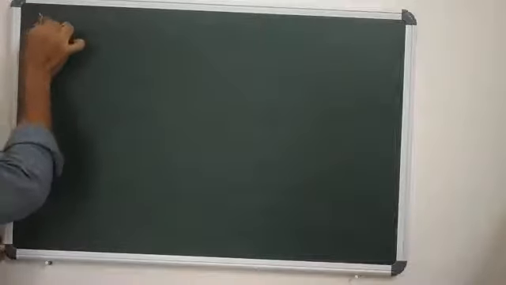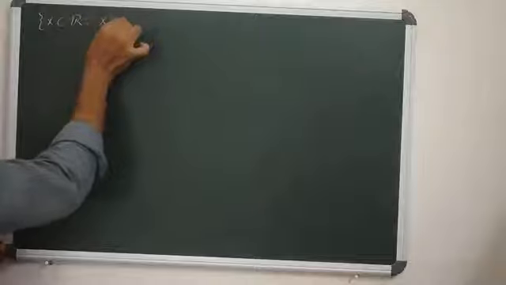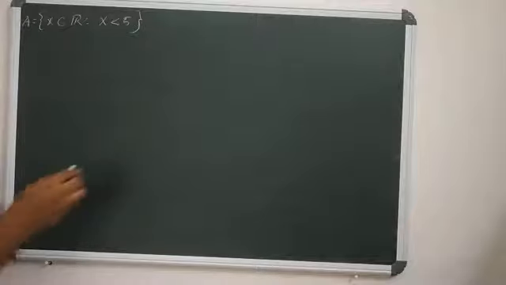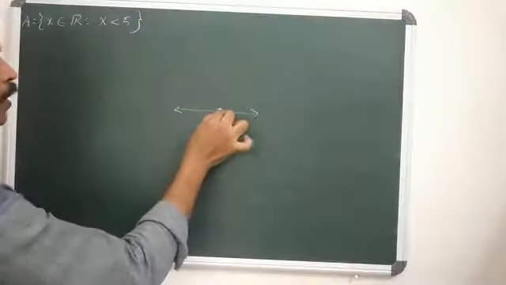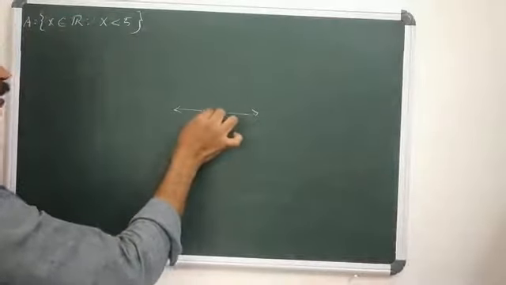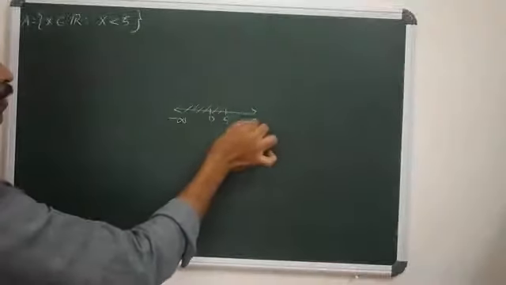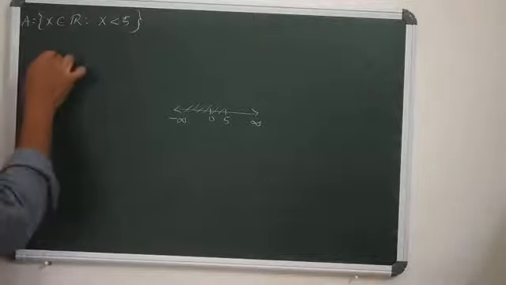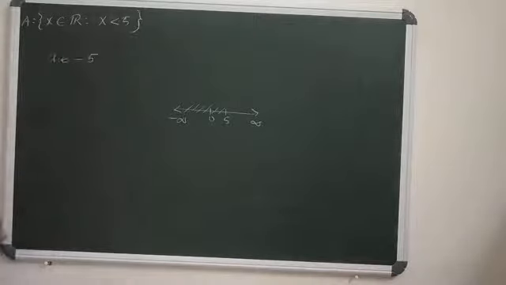Consider the set A equals the set of all x in R such that x less than 5. Consider the real line. This is the real line, and if this point is 5, then this is the given set. x less than 5 means every element in this set is less than 5. Therefore 5 is an upper bound. It has an upper bound 5.